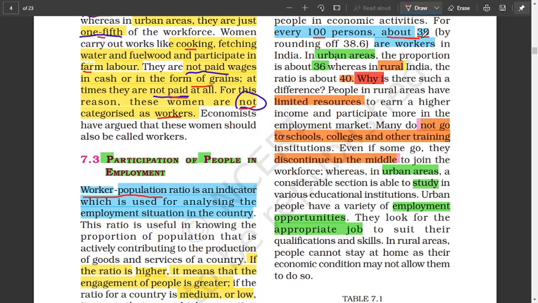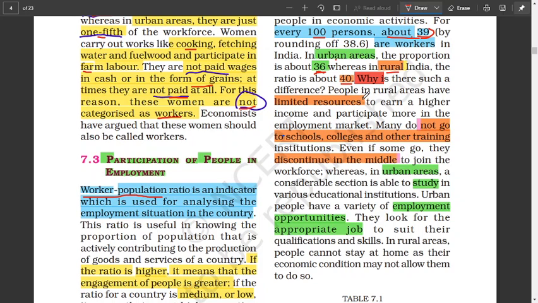Out of this 39, in urban areas it's about 36. So if you calculate all the people in urban areas, only 36 out of 100 are workers, whereas 64 are not. So more are not working than workers. Whereas in rural areas, it's 40%. More people are working in rural areas than in urban areas. But overall, it's 39%: 36 urban, 40 rural, 39 all of India. That 39 is 473 million.